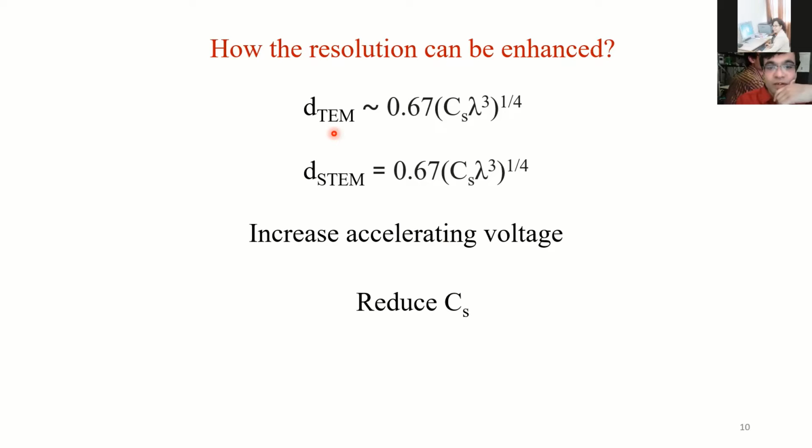Here, the resolution I'm talking of is Scherzer resolution, or structure image resolution, or directly interpretable resolution. For conventional TEM, which is parallel beam TEM, it's this, and for STEM, it's actually 0.43. By mistake, I just forgot to correct it. So it's 0.43 Cs λ³ raised to 1/4. Obviously we can see from these equations that we have a better resolution in the STEM mode. So one way is to decrease the wavelength by increasing the accelerating voltage, and the other way is to reduce this spherical aberration coefficient. Cs is basically the third order spherical aberration coefficient.